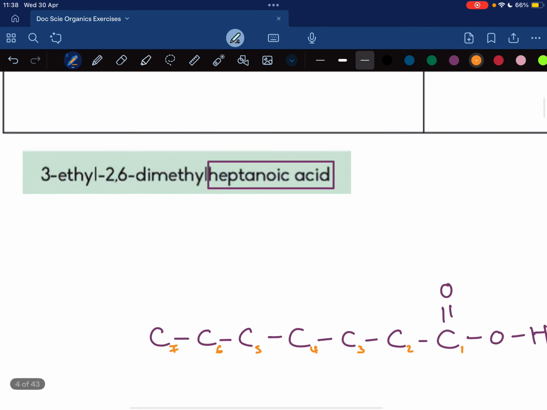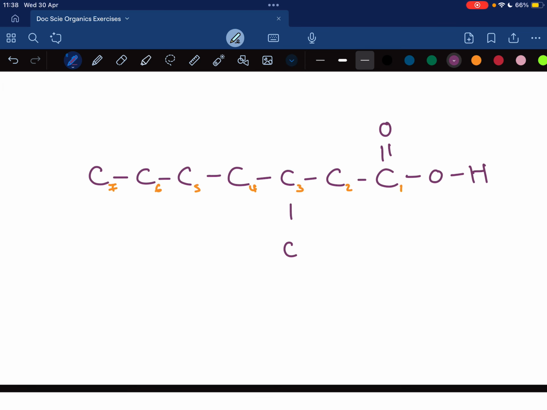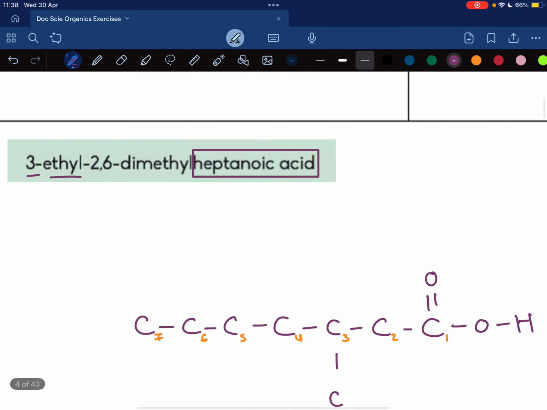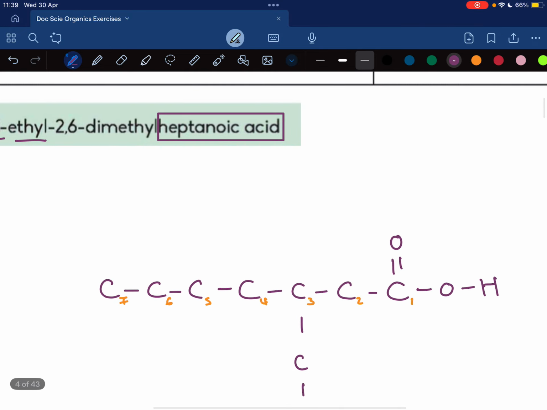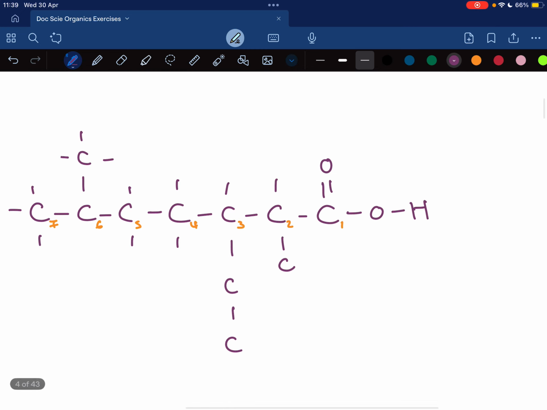Now this one says it's 3 ethyl group. So on the third one there will be an ethyl, and on the second one there is a methyl, and on the 6th one there is also a methyl. Okay, and then make sure you fill in all the necessary hydrogens.